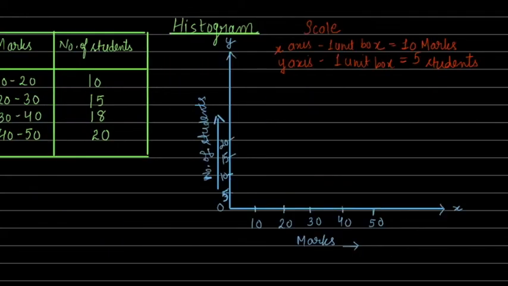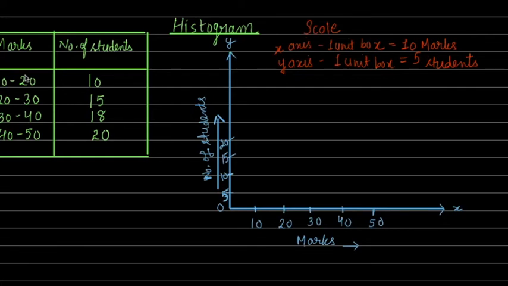Next we have histogram. That's very important from grade 8 point of view. Histogram is basically almost the same as a bar graph, but it shows data in intervals. You see here it is 10 to 20, 20 to 30, 30 to 40, 40 to 50. So it shows data in intervals. There is a range, right?